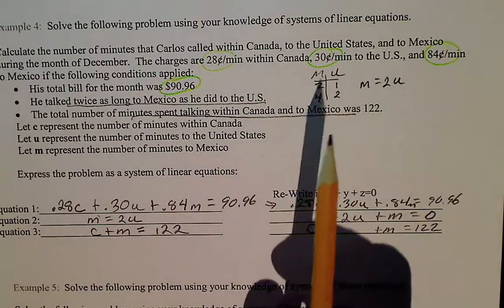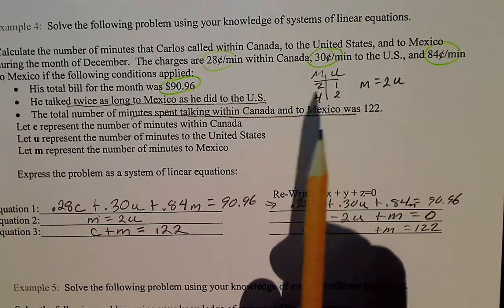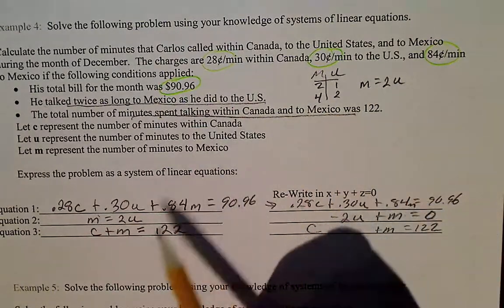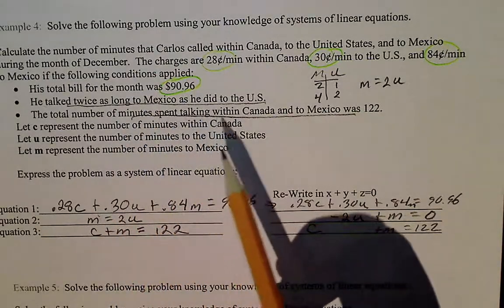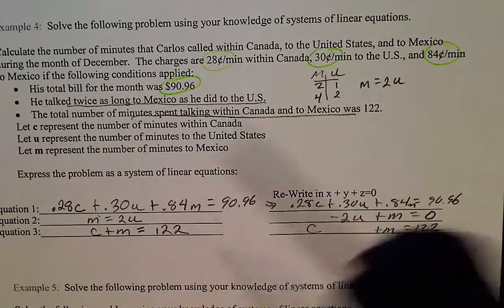Twice as long to Mexico as the U.S. Again, if you did 1 minute in the U.S., that's 2 minutes in Mexico, 2 minutes, 4 minutes. So that looks like something like M equals 2U. Okay, so that's what I wrote here. And then the total number of minutes spent with Canada and Mexico is 122. So C plus M is equal to 122.